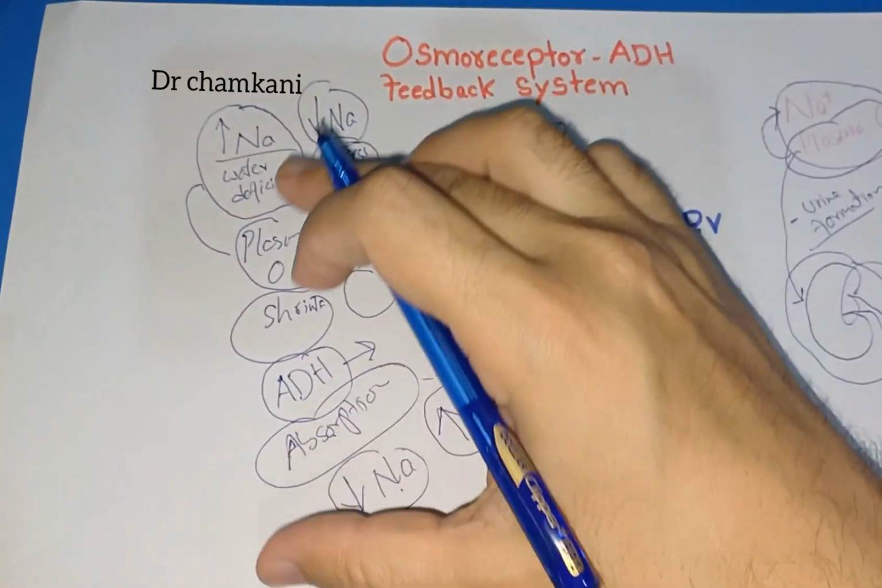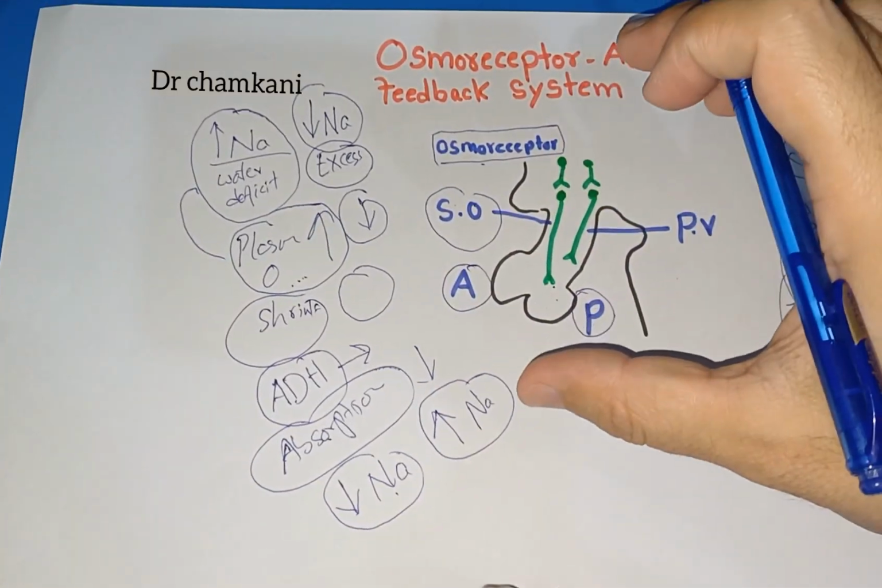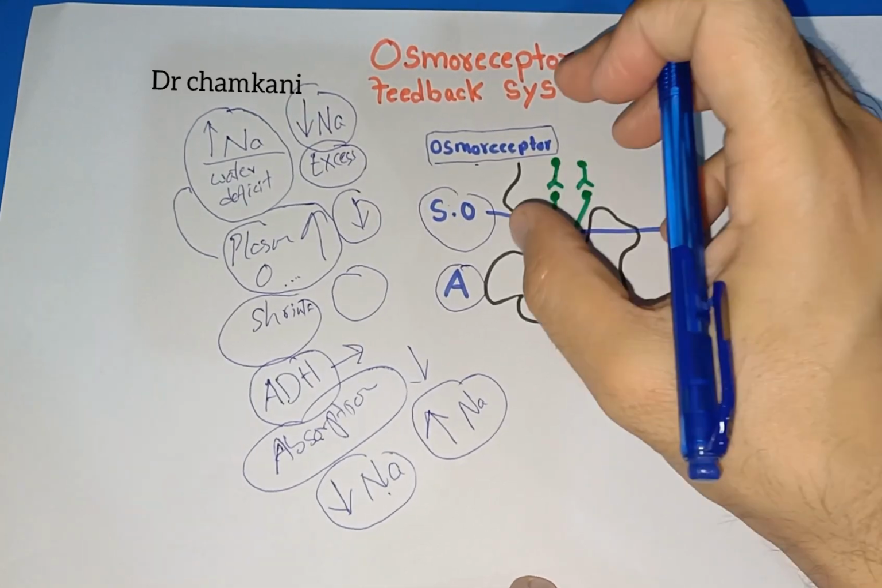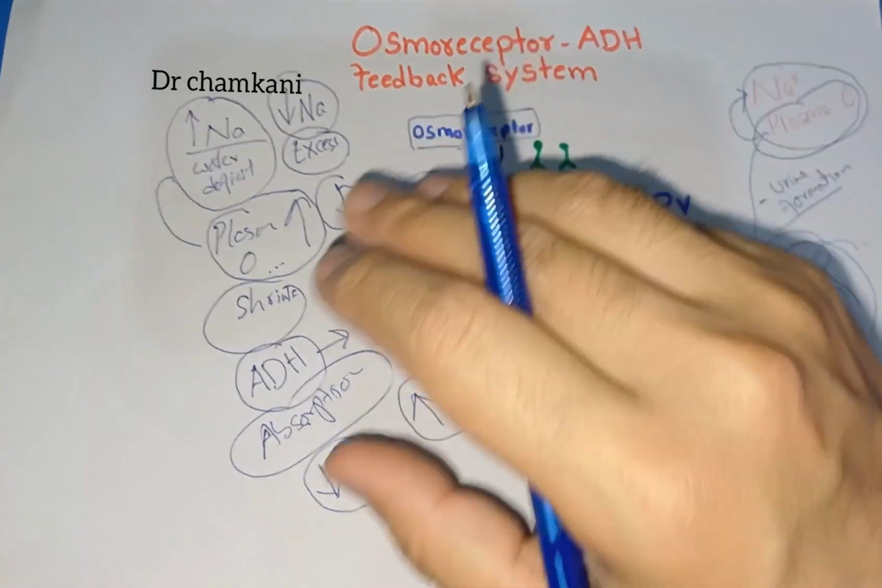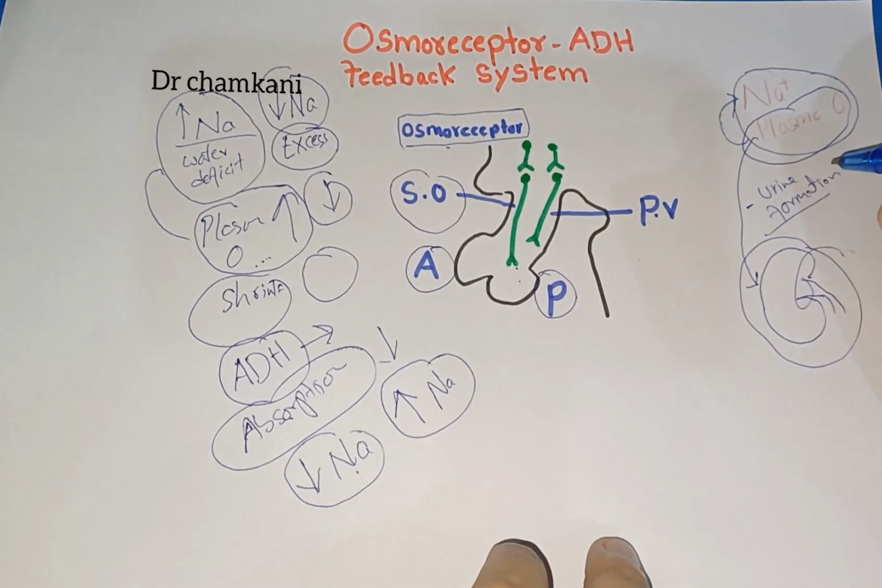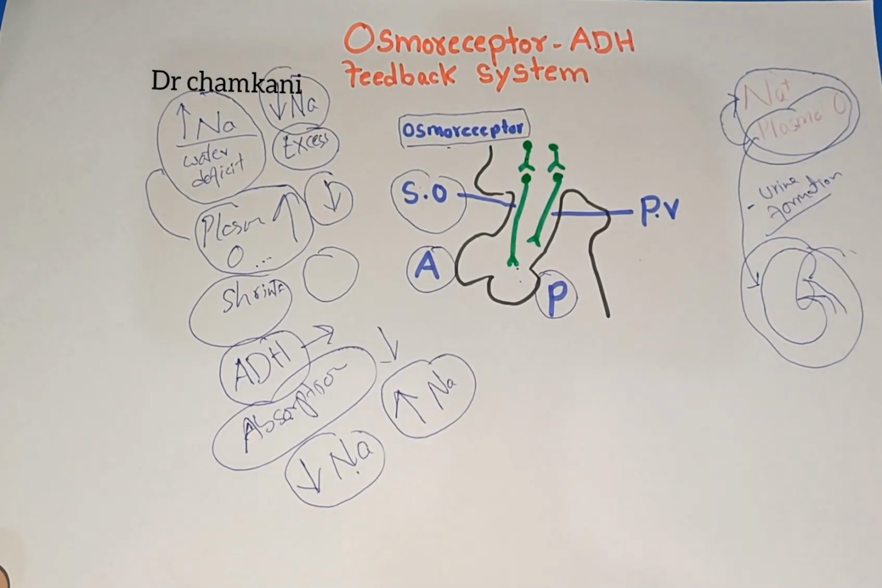So this is one mechanism which detects a change in the plasma osmolarity, and then it tries to reverse it, and this system ultimately leads to the formation of concentrated or dilute urine. So that's all about the osmoreceptor ADH feedback system.